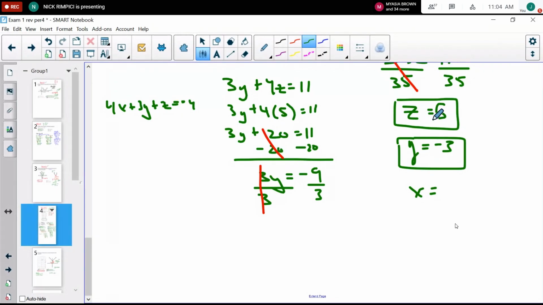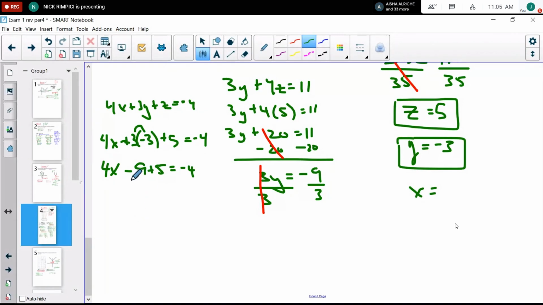And I know that z is 5 and y is negative 3. So I know that y can be replaced with negative 3. And z can be replaced with 5. Okay, so I just replaced y with negative 3 and z with 5. And now I work this out. Positive 3 times negative 3. I multiply these, I'm going to get negative 9.